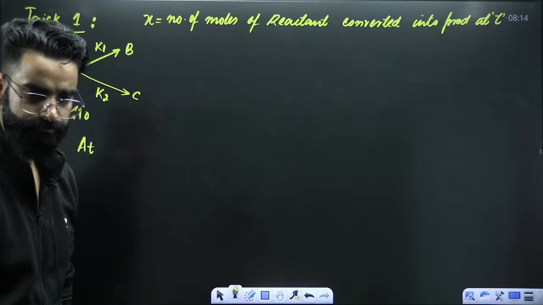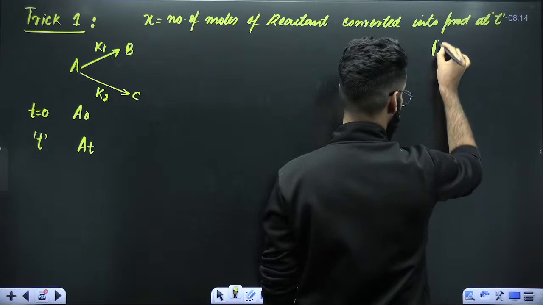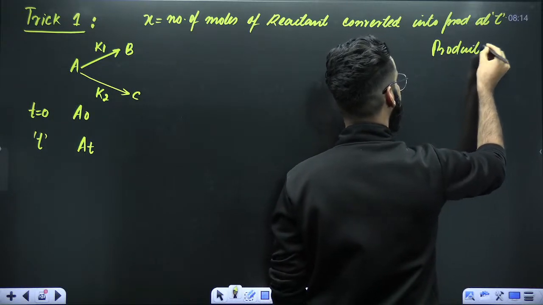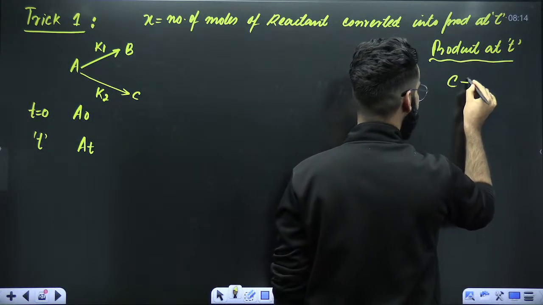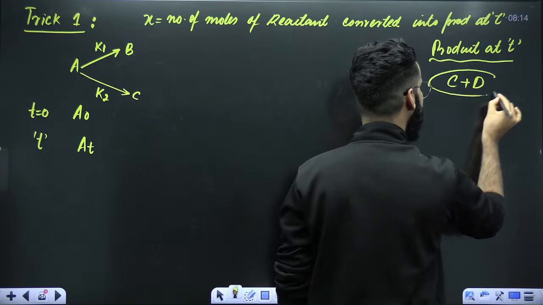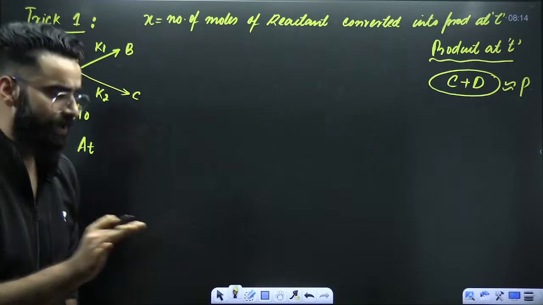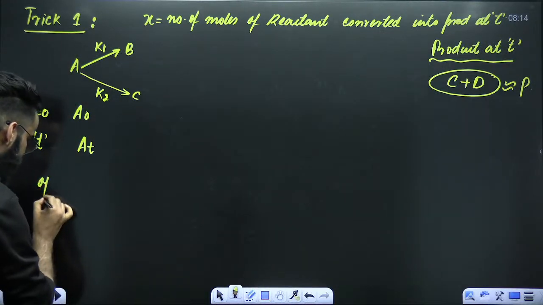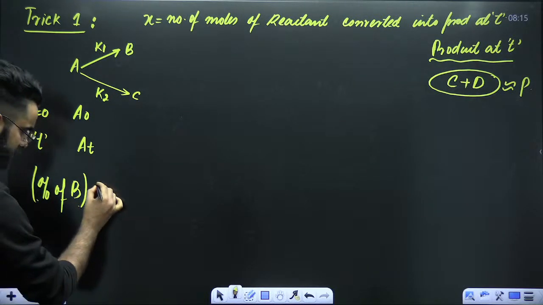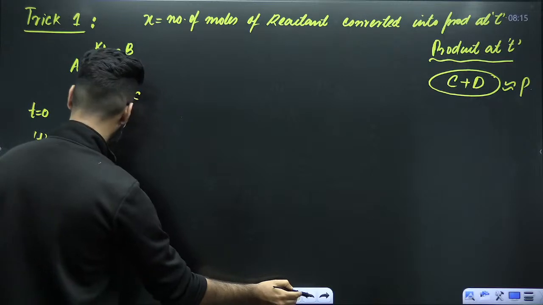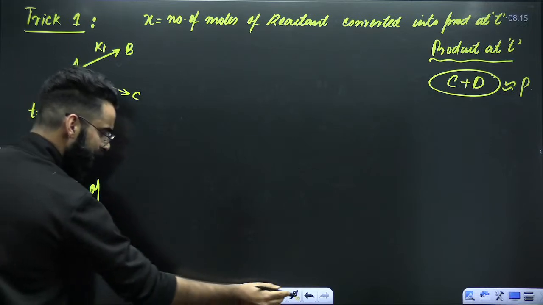Try to understand, my dear students. If I ask you about the product at time t, our product is going to be B and C. B and C combinedly I'm calling the product. The first question that is asked: what is the percentage of B in the product? Calculate the percentage of B in the product. The product is B plus C basically, right? I'm asking you the percentage of B in the product.